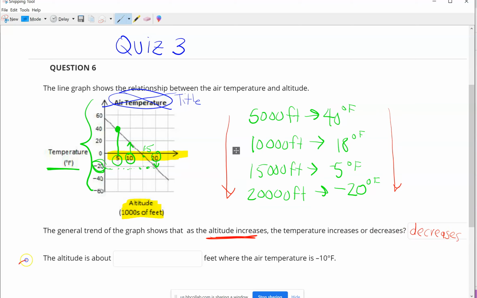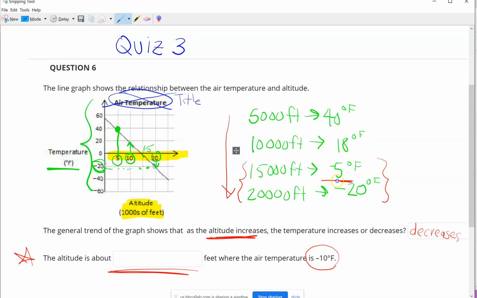It's this next part that got students tripped up. It says the altitude is about what feet, in the yellow highlighted region, where the temperature is -10? So -10, I can see on here, is going to be somewhere between 15,000 feet and 20,000 feet, but closer to the -5, maybe. I don't know, but somewhere between there, right?